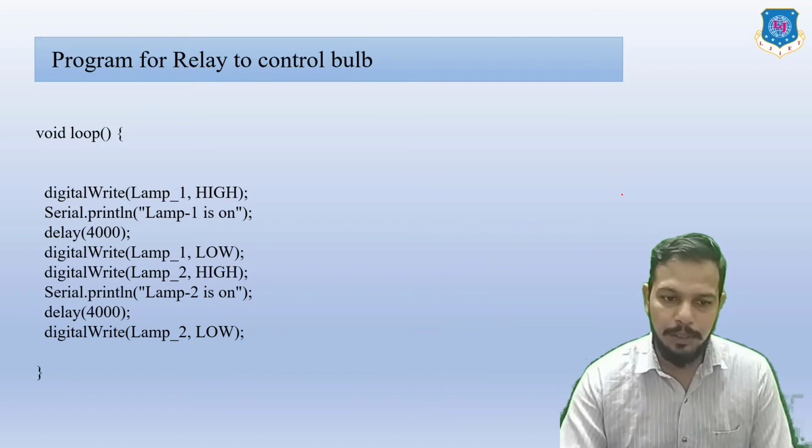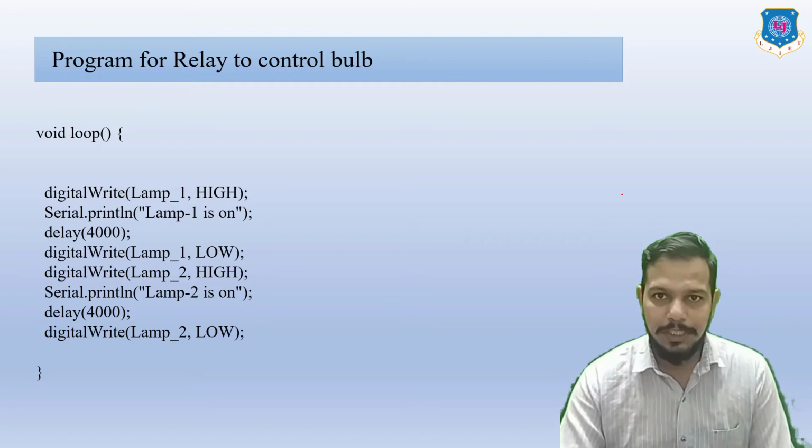digitalWrite again lamp 1 LOW, digitalWrite lamp 2 HIGH, println lamp 2 is on this time, delay, and again digitalWrite lamp 2 LOW. So this is our program for today's project.